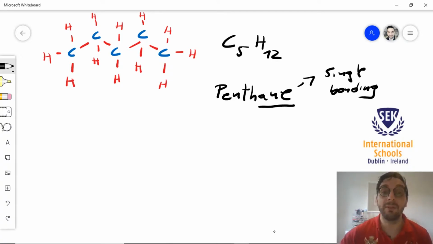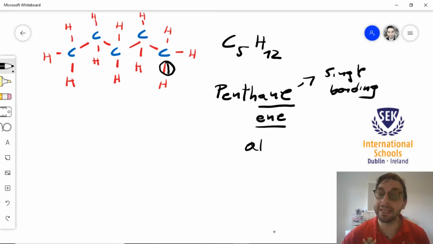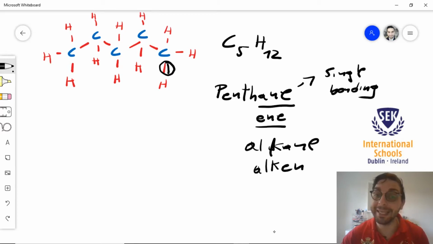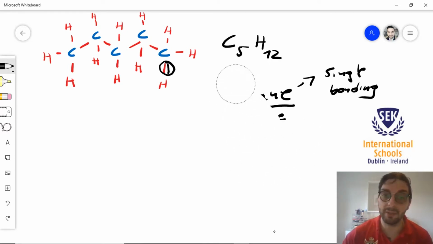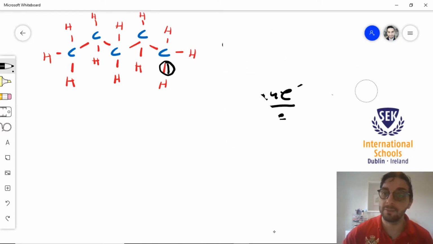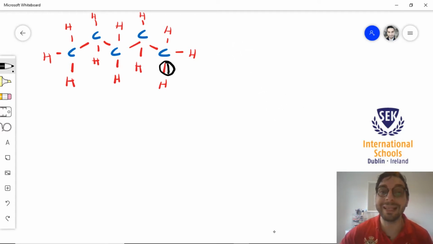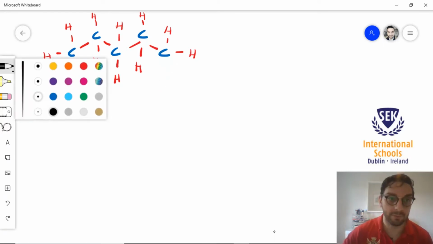If it were 2 of them, then everything changes, because it would be pentene, but it would not be an alkane. It would be an alkene. But forget about that, not yet. We are not there yet. We are with the alkanes now. So let me correct this and put one single bond.